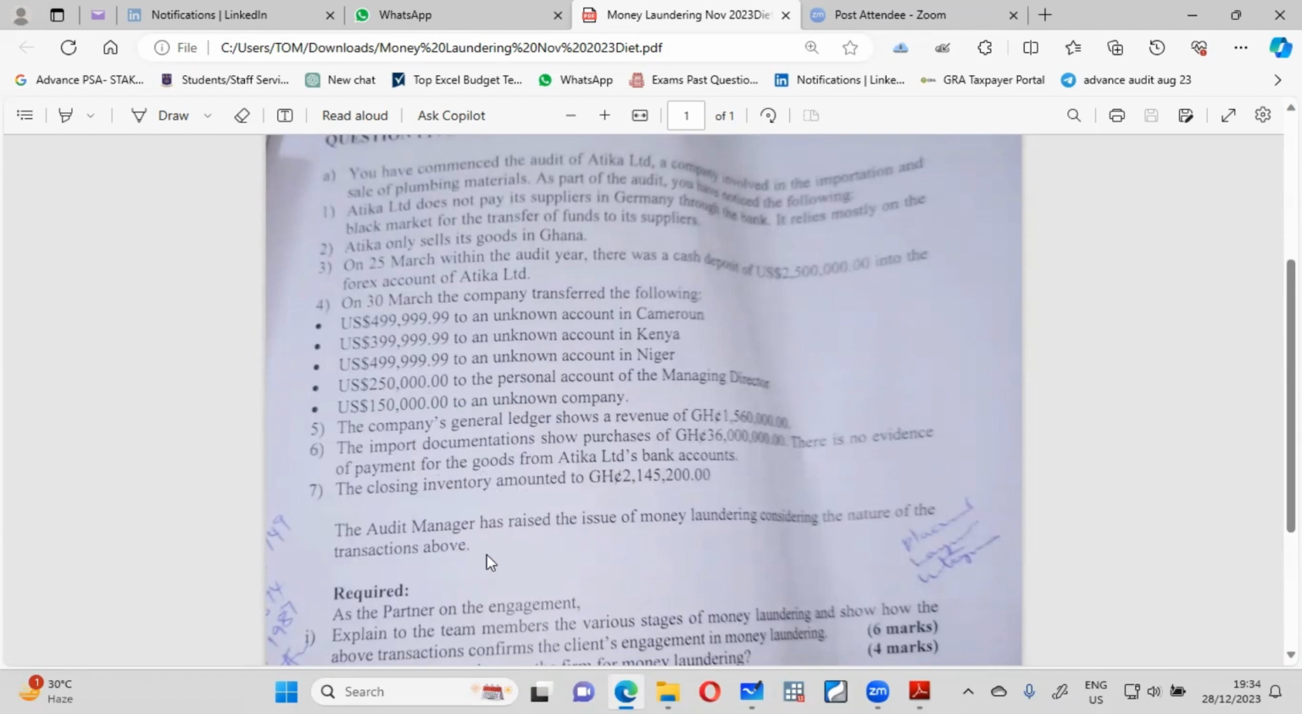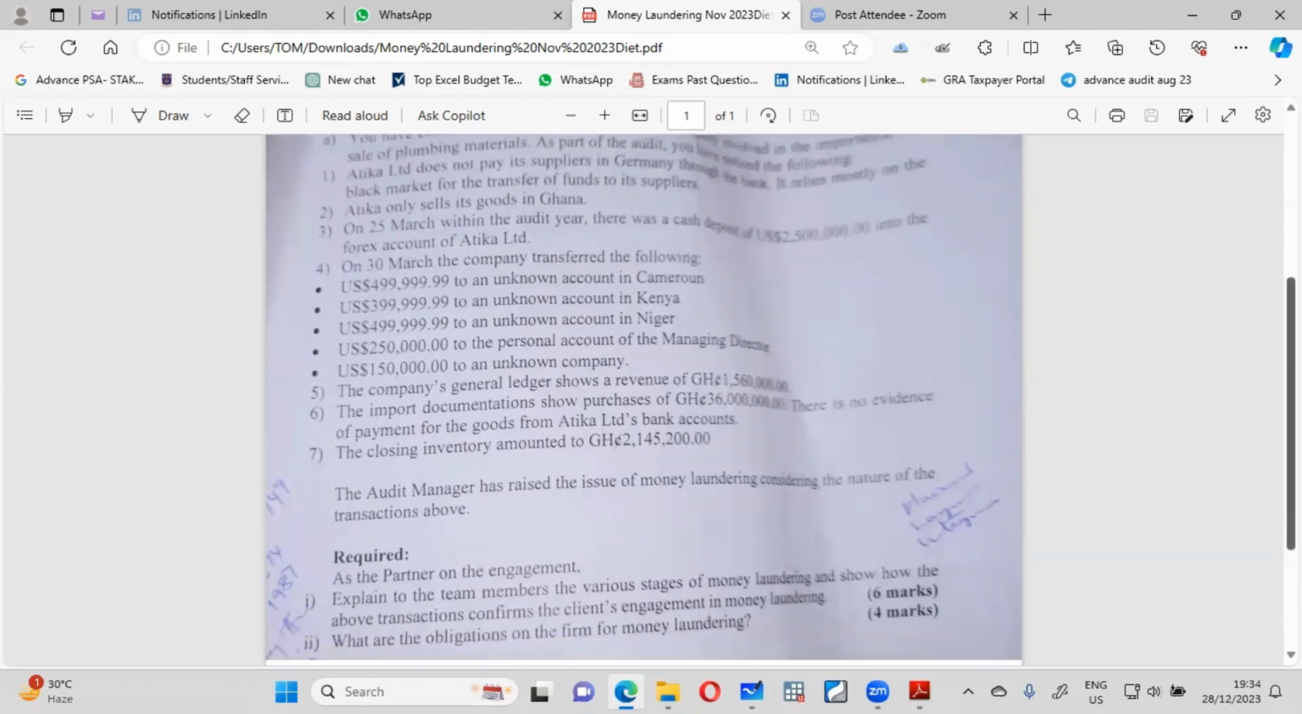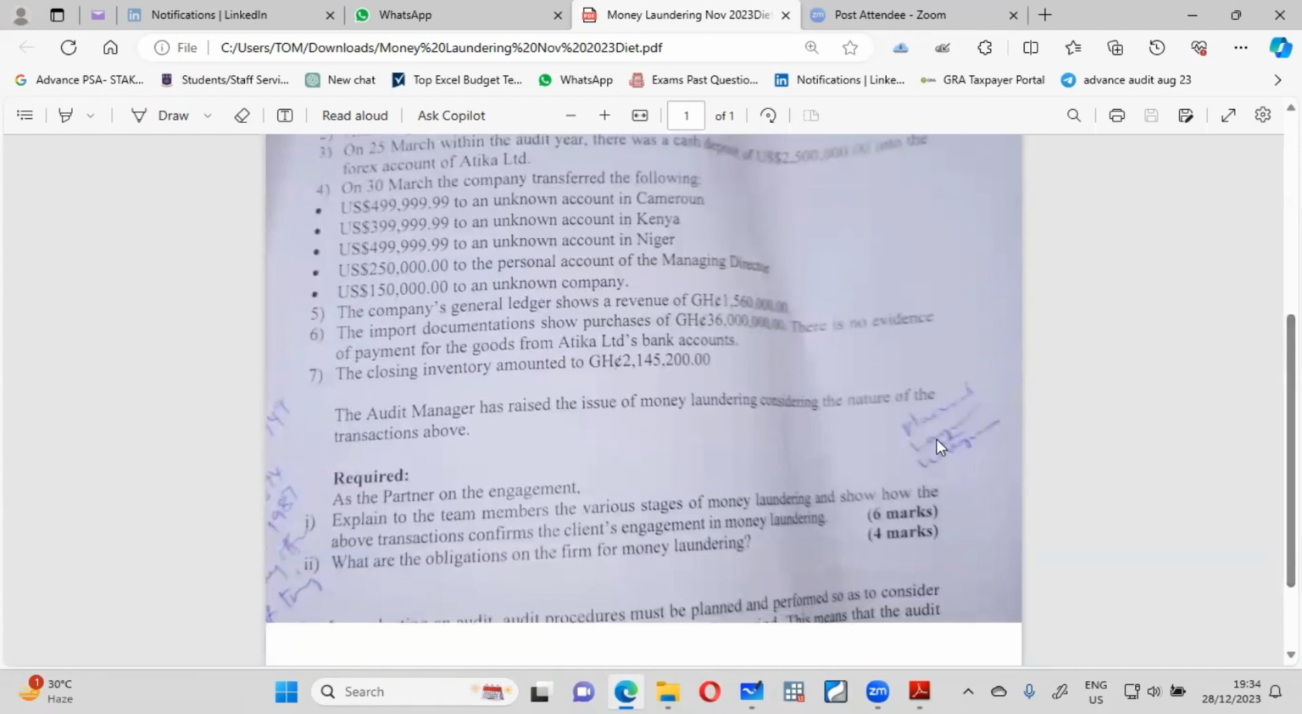Now, this is the question. This is your question, and it is 10 marks free of charge. The auditor has raised the issue of money laundering considering the nature of the above transaction. Now, you see, the person has started writing placement, layering, and integration already. Explain to the team members the various stages in money laundering and show how the above transaction confirms the client's engagement in money laundering.